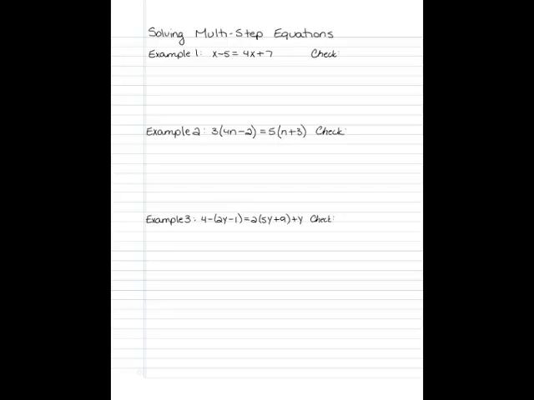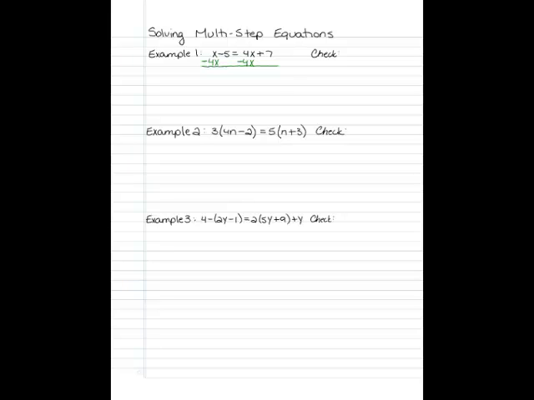Example 1, we have x minus 5 equals 4x plus 7. Now, there are no parentheses in this equation, so we don't have to do anything there. There's really no simplifying that can be done on either side of the equation. What we need to do is gather all of the x terms on one side of the equation. So I'm just going to subtract 4x from both sides. I'm going to gather all of the x terms onto the left.